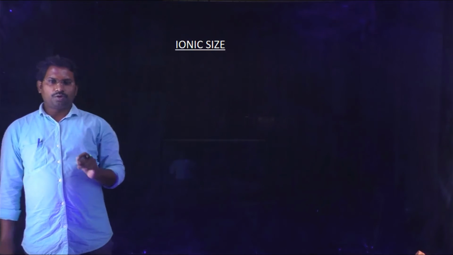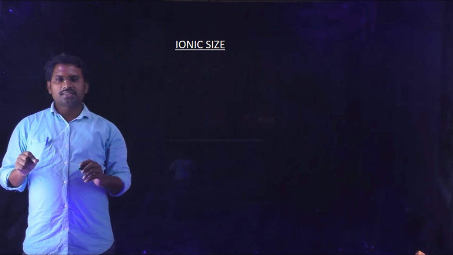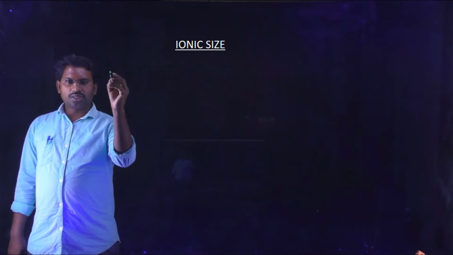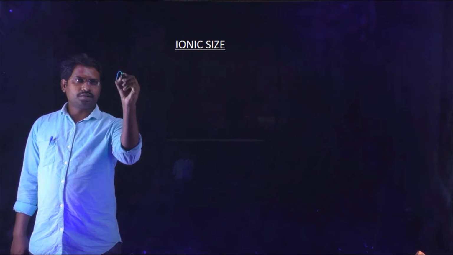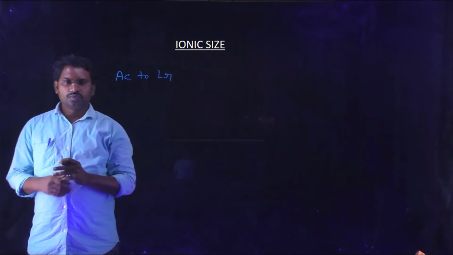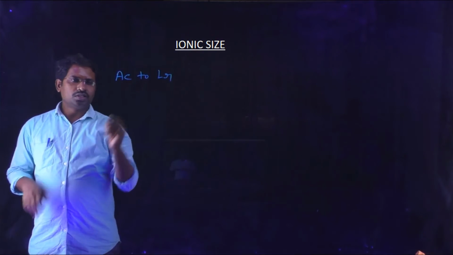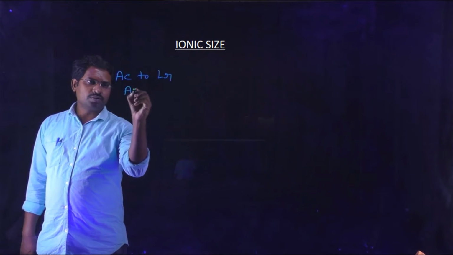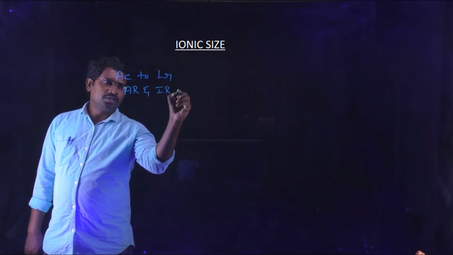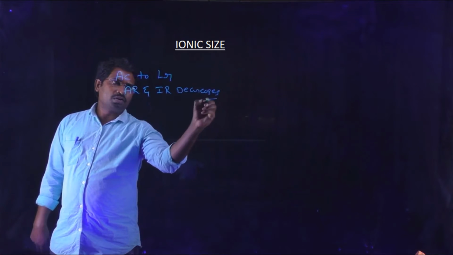The next important property regarding actinoids is ionic size. How is the ionic size affected in actinoids? You know that the actinoid elements start from actinium to lawrencium. With increasing atomic number from actinium to lawrencium, their atomic size and ionic size decrease. Their atomic radii and ionic radii decrease.